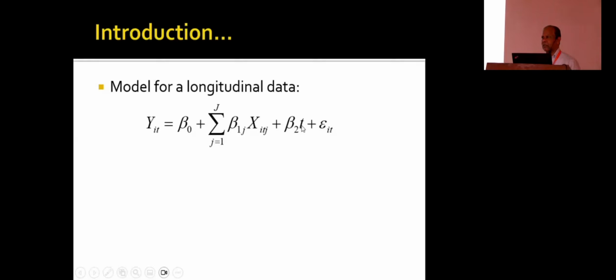Then you ask the question, what is the change in every 30 minutes? That is your time variable. So the change in time, the regression, what is the change in y when there is 1 unit change in time, is also important. Okay. And so this is the model.